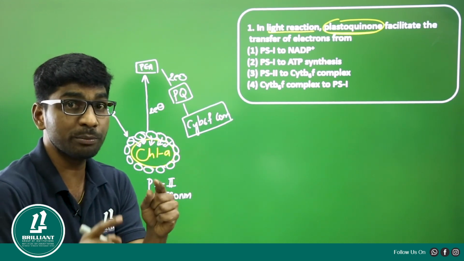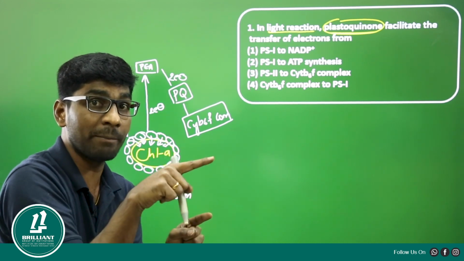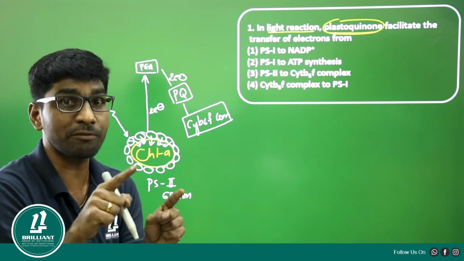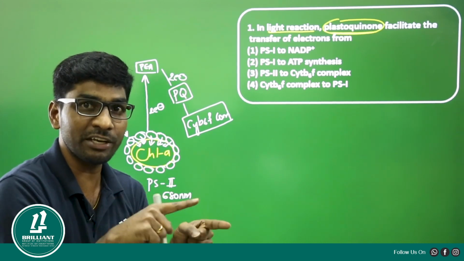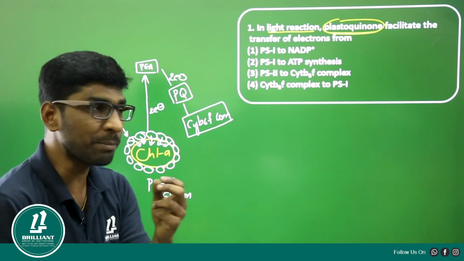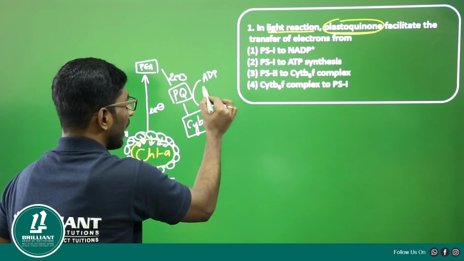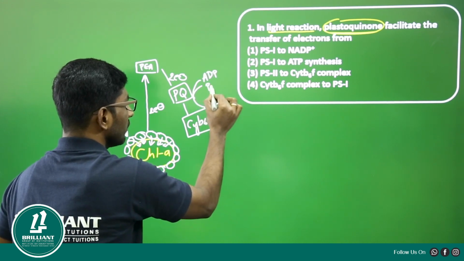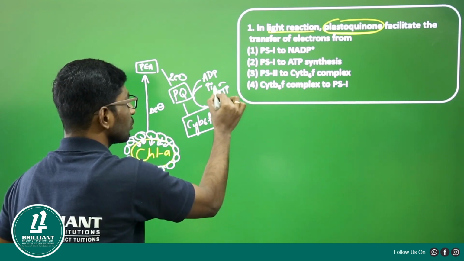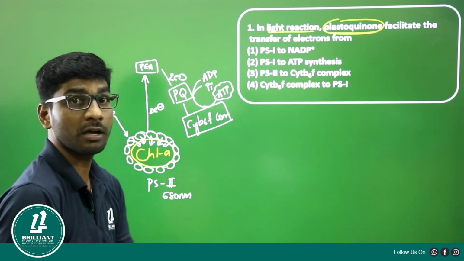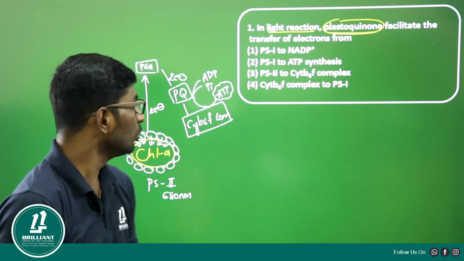And moreover, one important point here: when electrons are transported from plastoquinone to the cytochrome B6F complex, it will emit energy. That energy is received by ADP. Yes or no? Here it is ADP, one inorganic phosphate, and it will synthesize what? Tell me, ATP. So this process is known as what? Photophosphorylation. Yes or no?